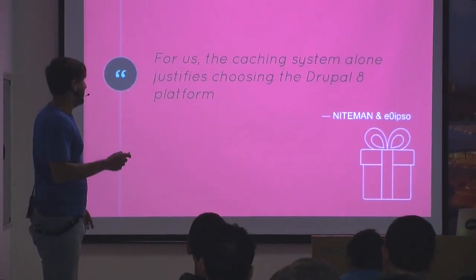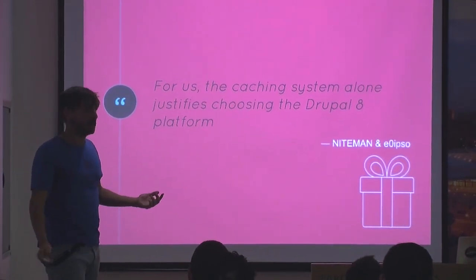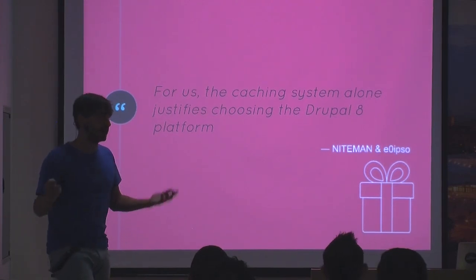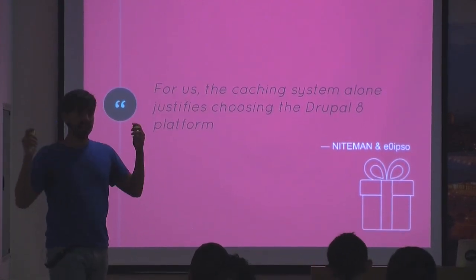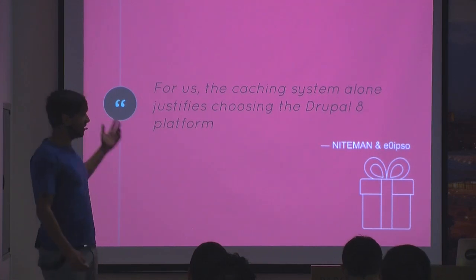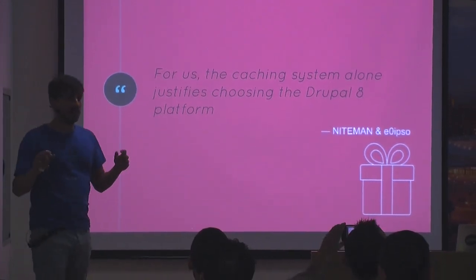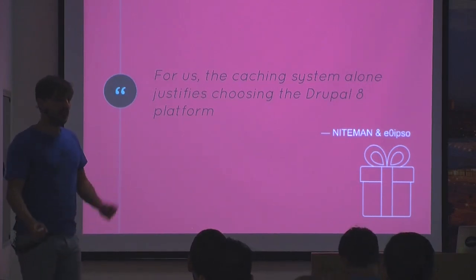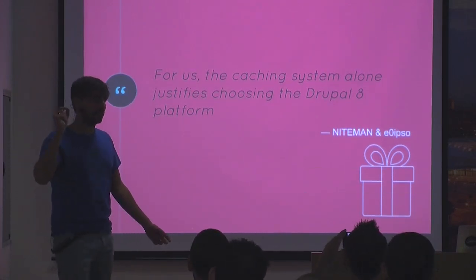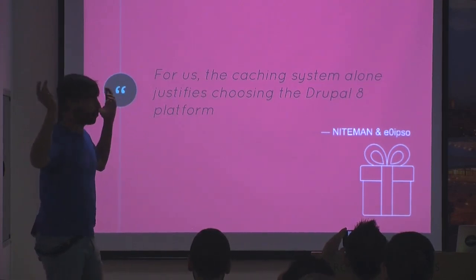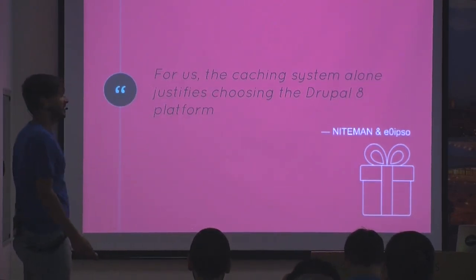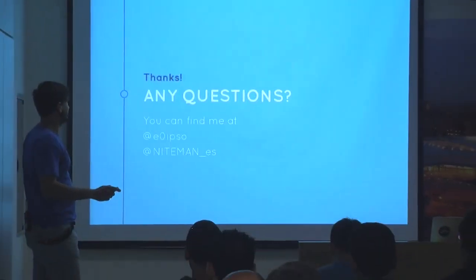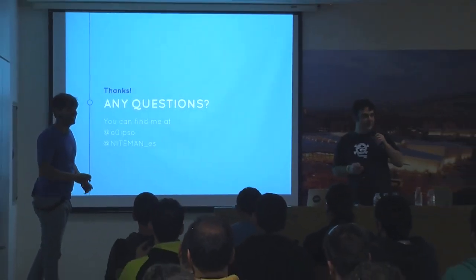And we are almost at the end, and this whole caching system is like a present. It's very cool, because it takes the very high complexity of invalidating things out of you. You just have to add some tags and some context, and that's it. And maybe you have to implement a hook to set create placeholder equals true. Big deal, right? So for us, this just justifies choosing Drupal 8 as a platform. And that's it. Any questions?